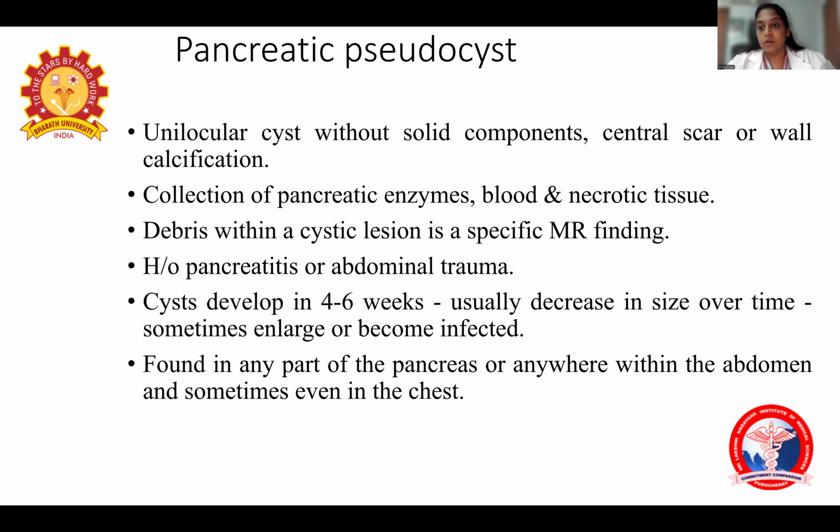The collection of a pancreatic pseudocyst is pancreatic enzymes, blood, or necrotic tissue. The debris within a cystic lesion is a specific MRI finding. So, a history of pancreatitis or abdominal trauma is essential in this case. Cysts develop in 4 to 6 weeks and usually decrease over time, sometimes enlarge or become infected.